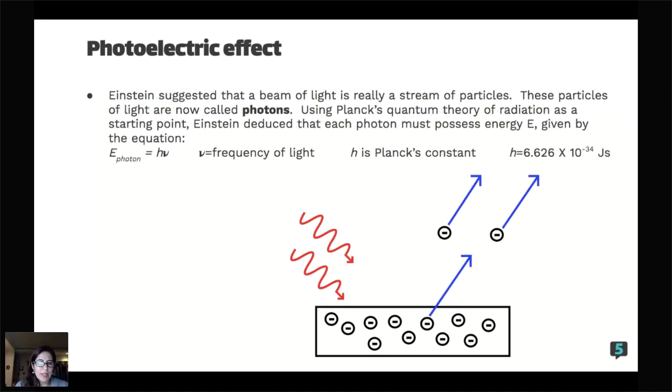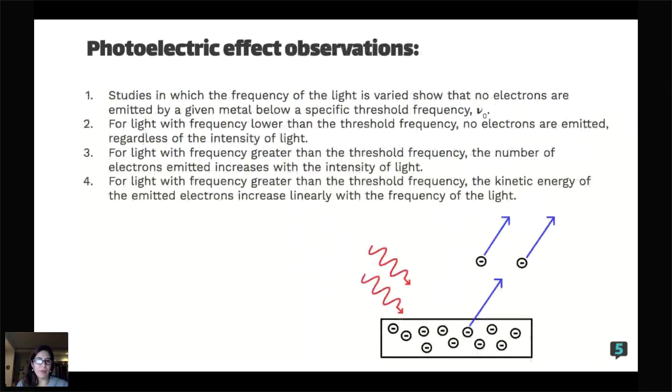So using Planck's quantum theory of radiation, Einstein deduced that each photon must possess the energy given by the equation, the same equation as Planck's quantum theory, but now specifically for a photon. So the energy of a photon is going to be Planck's constant times the frequency of light. So these are the observations about the photoelectric effect that Einstein concluded.